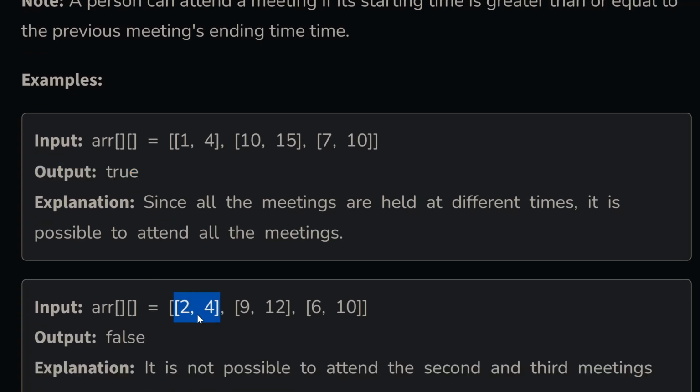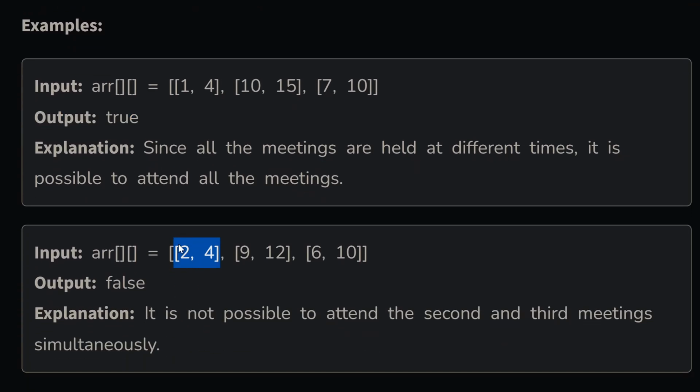In this case, first he will attend this meeting. Now he is free on 4, then he will attend this meeting. He is free on 10, but he missed this meeting, so the output is false.